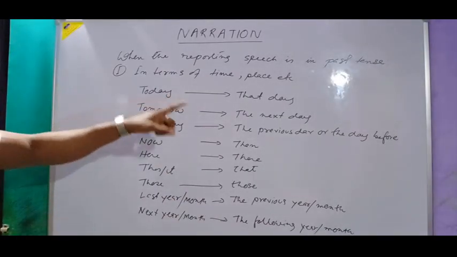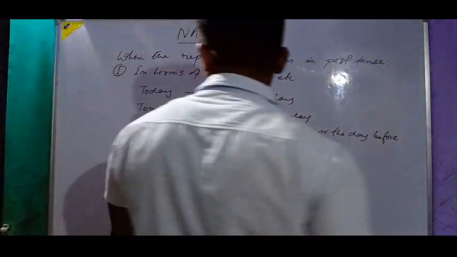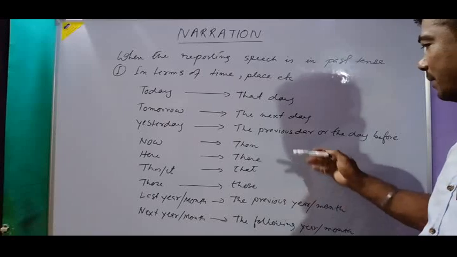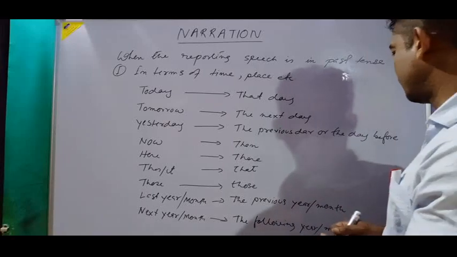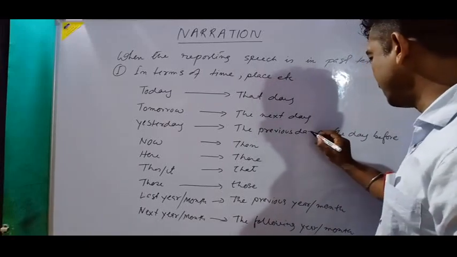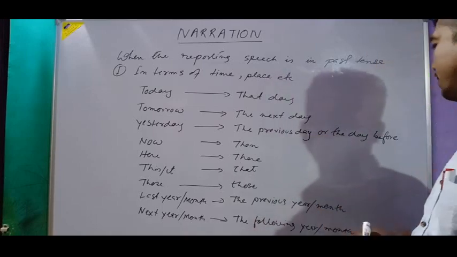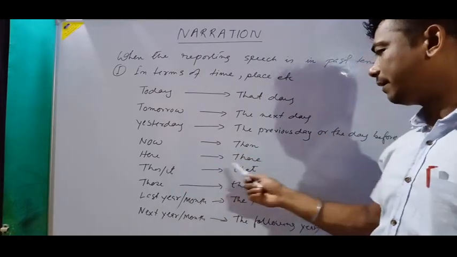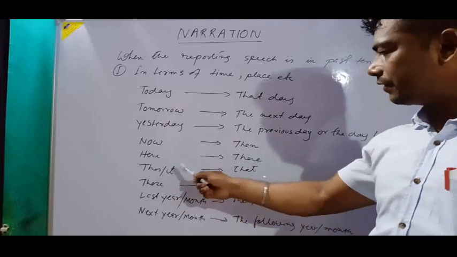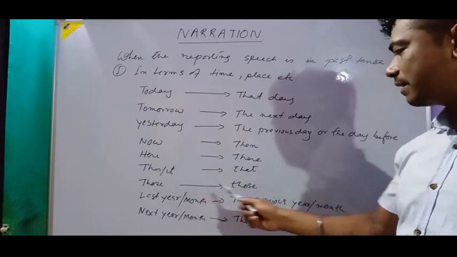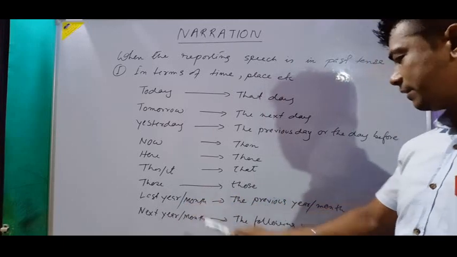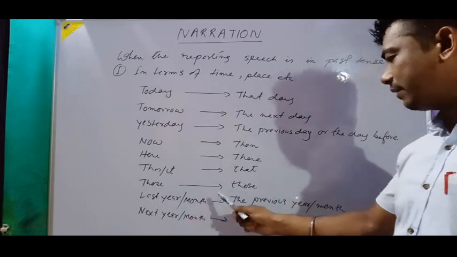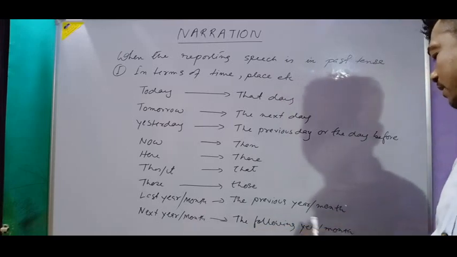Okay. Today becomes that day. Tomorrow becomes the next day. Yesterday becomes the previous day. Sorry, it will be the day before. Now becomes then. Here becomes there. This or it becomes that, these becomes those. Last year, last month becomes the previous year, the previous month. Next year, next month becomes the following year, the following month.